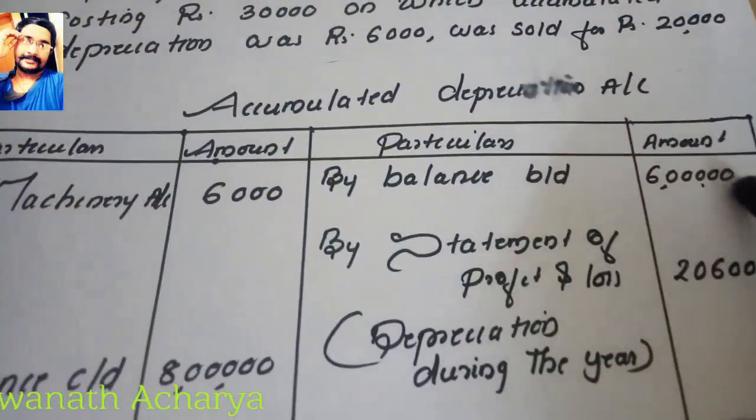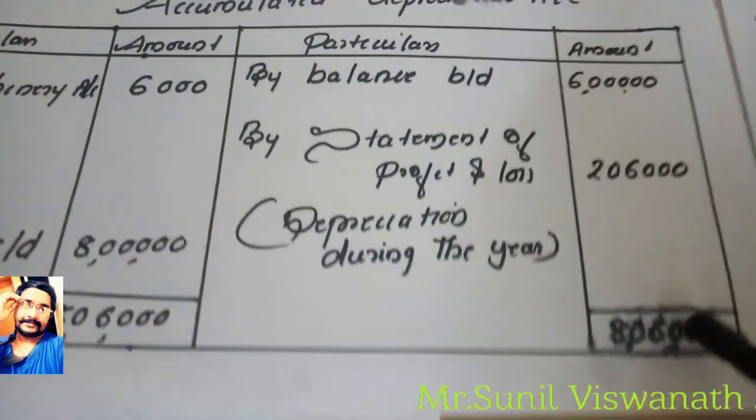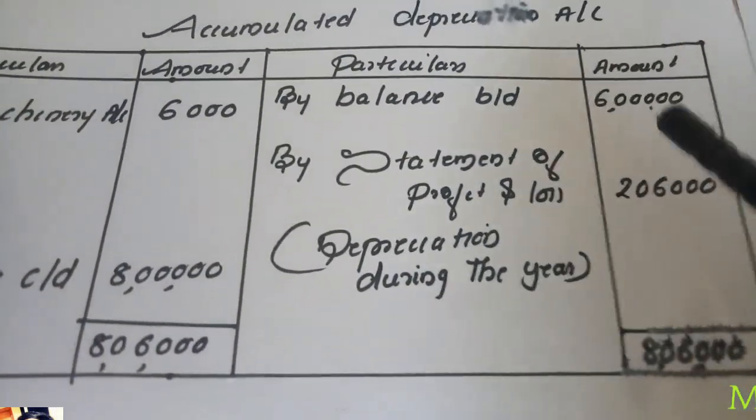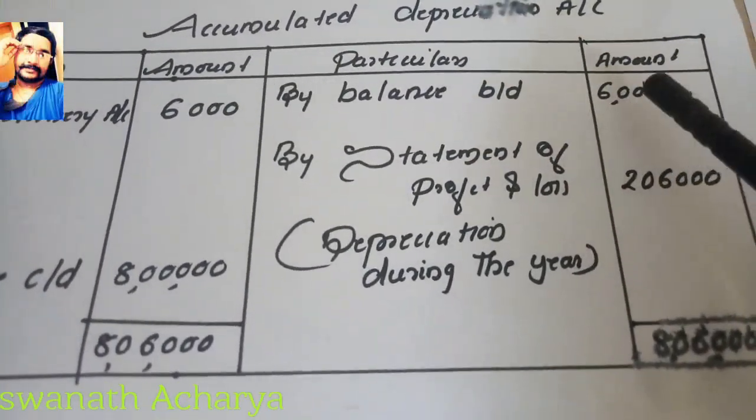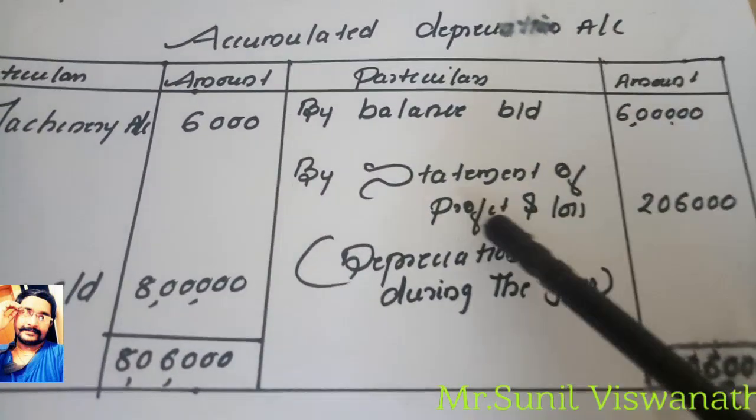On this side there is only one item, 6 lakh. When you check both sides, this side is more. So on both sides we will write 8 lakh 6,000. Then we have to subtract 6 lakh from this side, and you will get 2 lakh 6,000. We already studied the format.